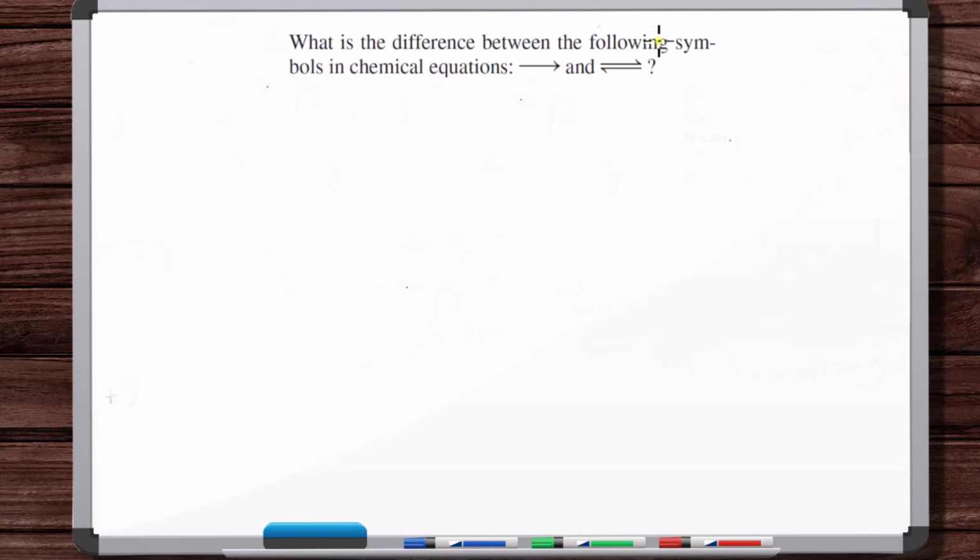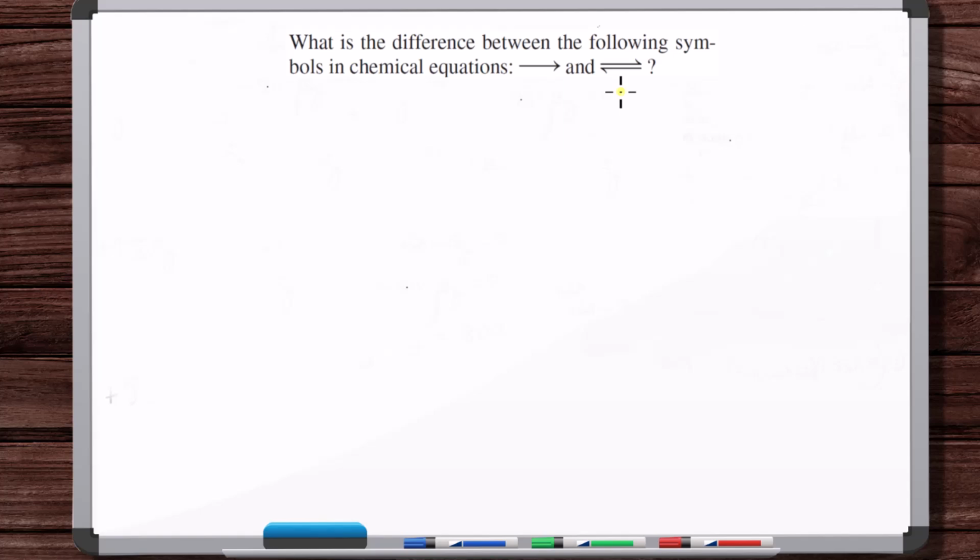What is the difference between the following symbols in chemical equations? This arrow, so we talked about that. This single arrow means that the reaction goes in one direction. It doesn't occur in reverse. It's not reversible. This means non-reversible. The reaction takes place, and all of the reactants stay as they are. But this is a reversible reaction. You can have the reaction going in both directions.